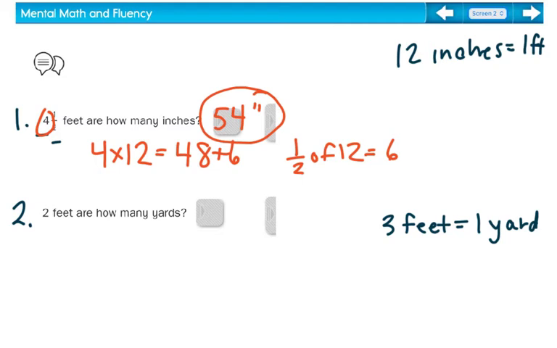2 feet are how many yards? Well, how many feet do you need to make 1 full yard? You need 3. And so you have 2 out of 3. So you have 2/3 of a yard.